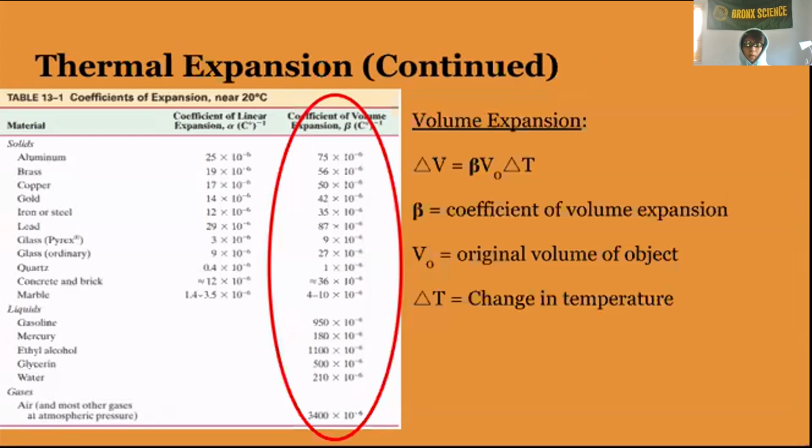And you could direct your attention to the circle on the left side of the screen. And these are all the numbers you're going to be using for equations using volumetric expansion. And of course, depending on the material, for example, aluminum, copper, gold, all of these materials have different rates of expansion. So depending on the question, you're going to have to use different coefficients.